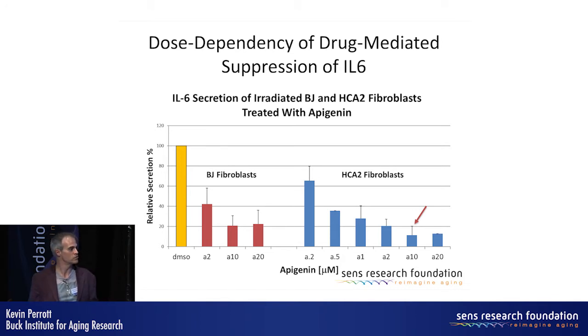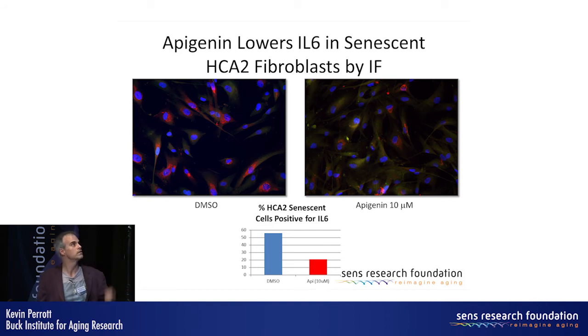and I did a dose dependency on senescent fibroblasts in both BJs and HCA2s, and we found out that 10 micromolar of Apigenin was sort of the minimum dose that gave us the maximum suppression of IL-6. And so we settled on that, and we went forward to look at IL-6 secretion via immunofluorescence, and we saw that irradiated fibroblasts treated with DMSO do show actually double the number of positive cells for IL-6 than Apigenin. So we do see a suppression of IL-6 in that regard.